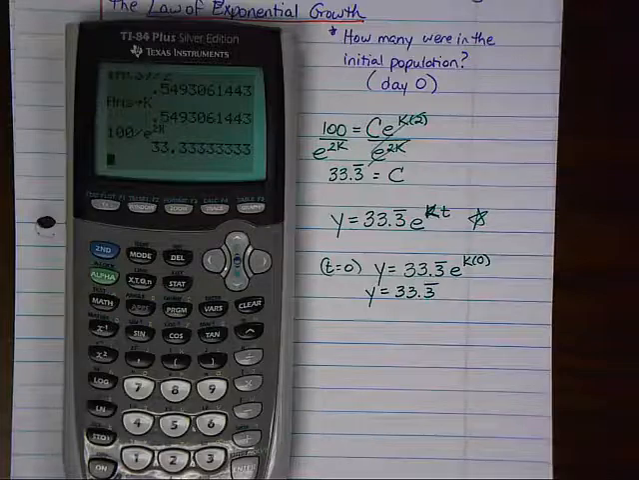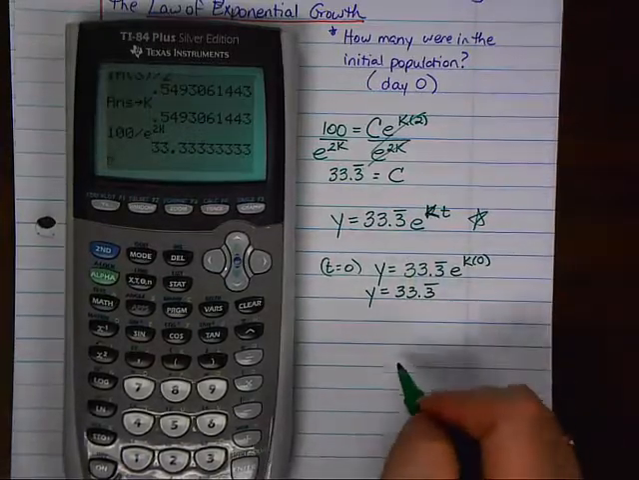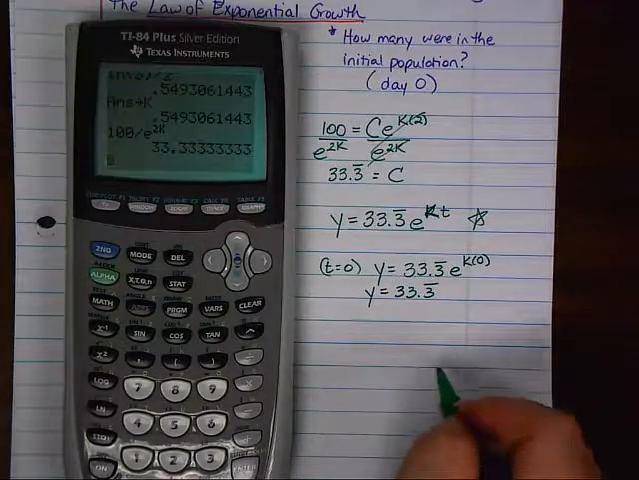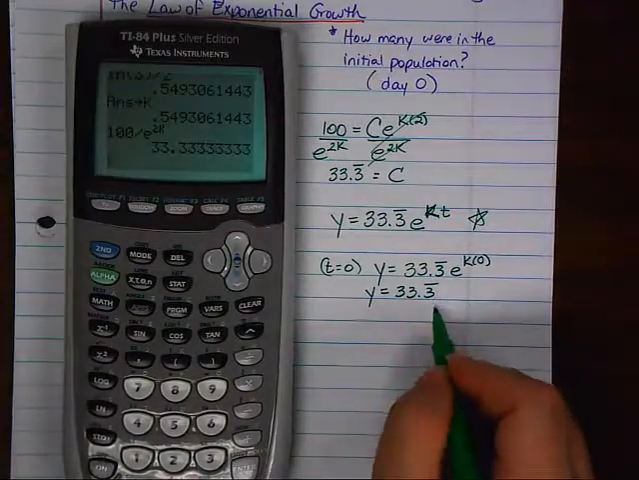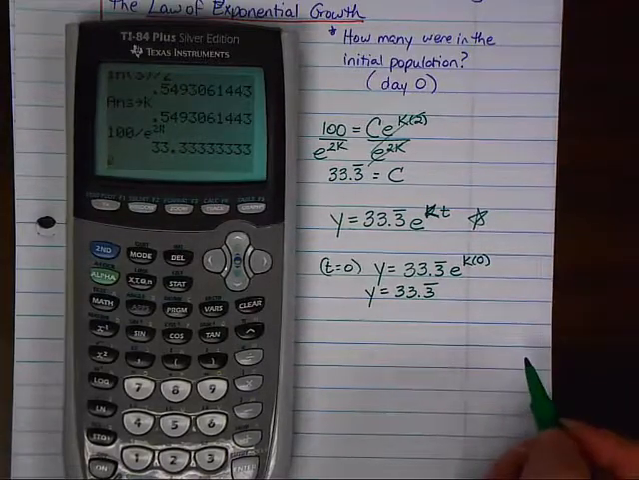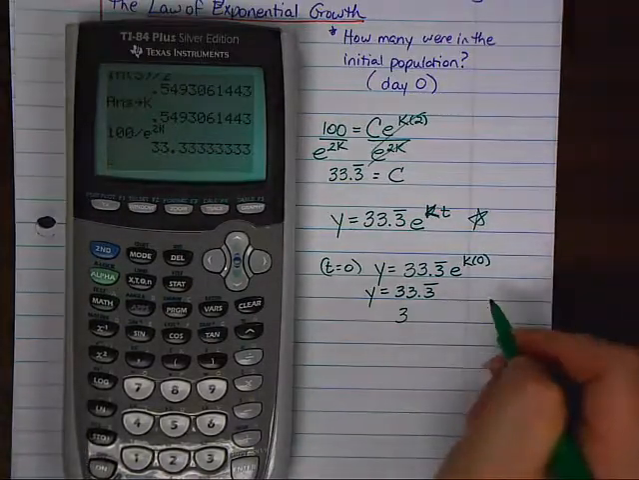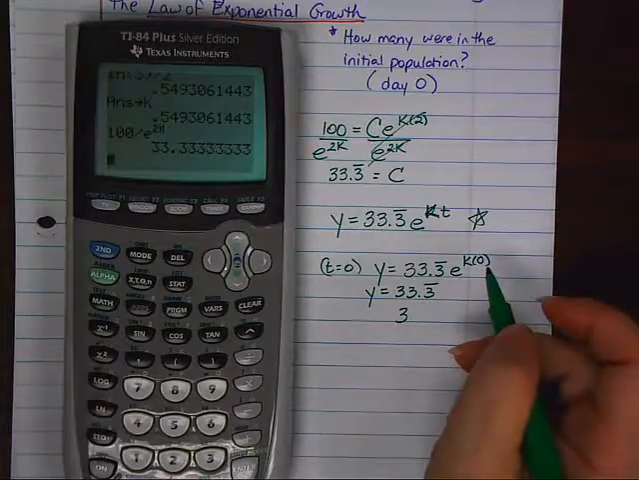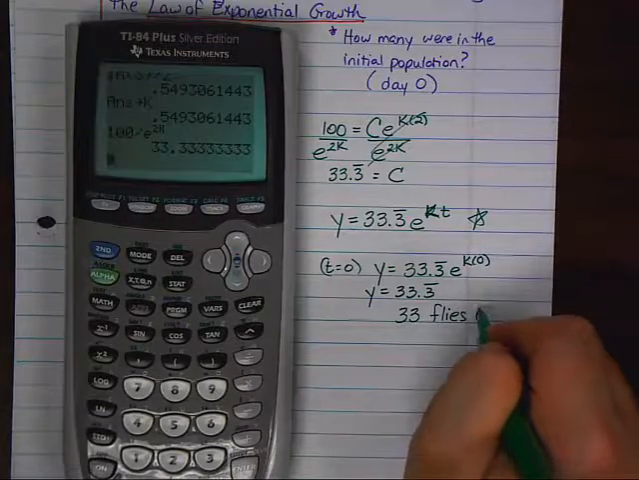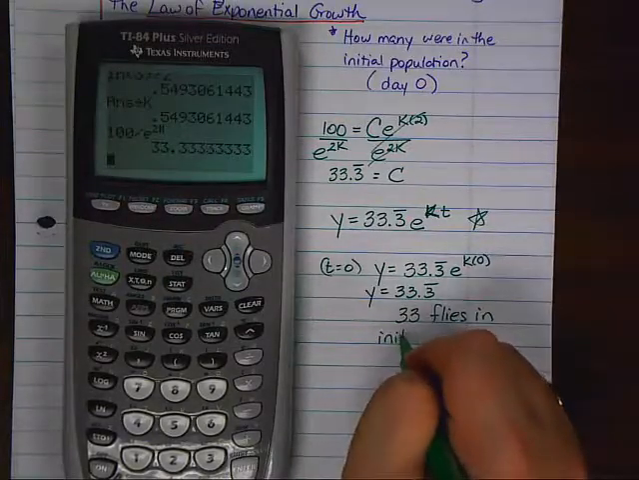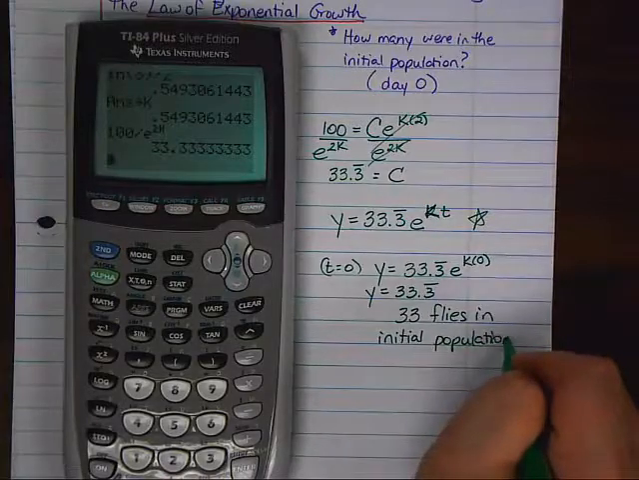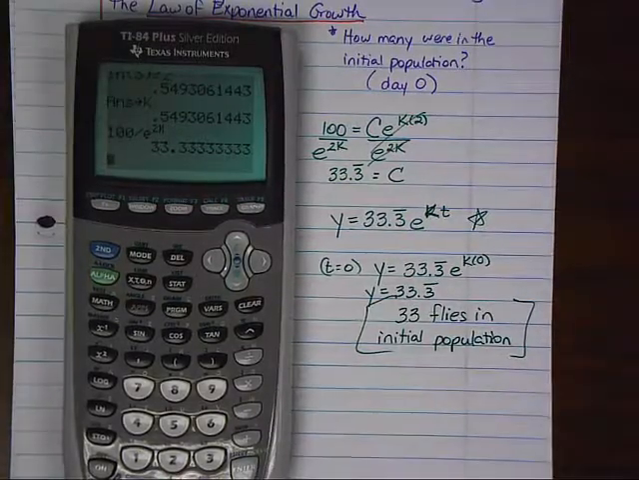Now people have argued both ways. You can say either 33 or 34, and the AP exam would count it right. Because some people argue, well, it's a 0.3, so it should round down. But some people say, well, you've got more than 33, so it should round up. What do you think it should be, 33 or 34? Okay, I think it should be 33. That's my opinion. So, there are 33 flies in the initial population.